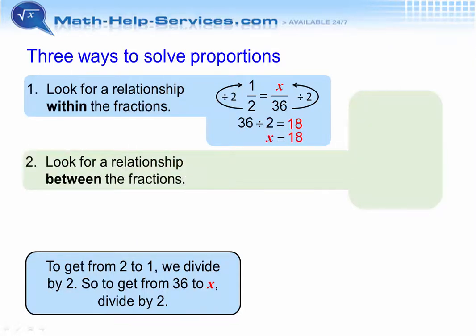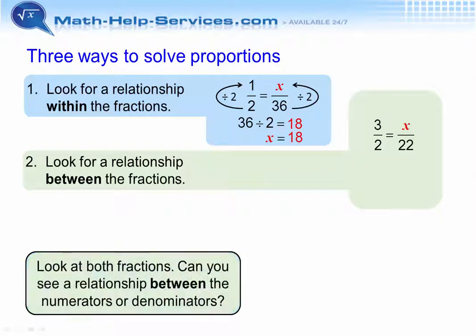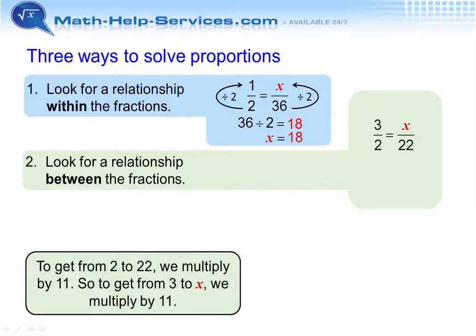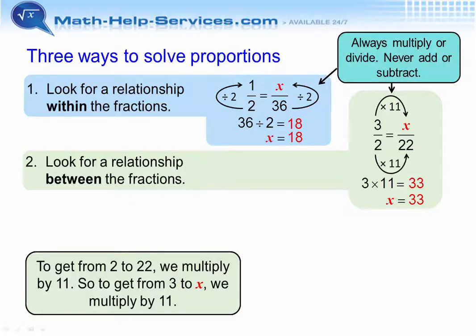Second, we can look for a relationship between the fractions. For instance, 3 to 2 equals x to 22. Well, look at both fractions. Can you see a relationship between the numerators or denominators? To get from 2 to 22, we multiply by 11. So to get from 3 to x, we also multiply by 11. And 3 times 11 is 33, so x equals 33. Always multiply or divide. Never add or subtract.